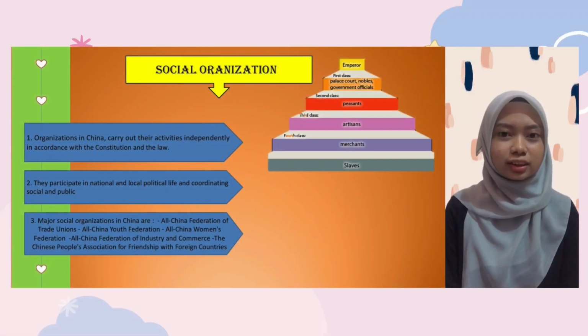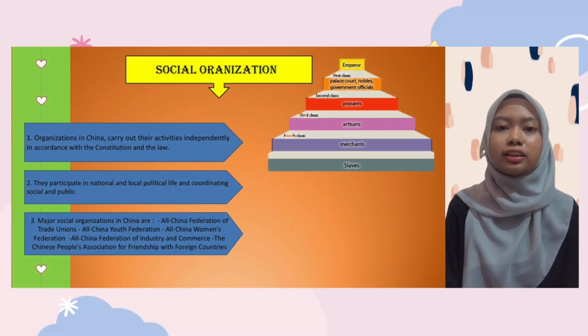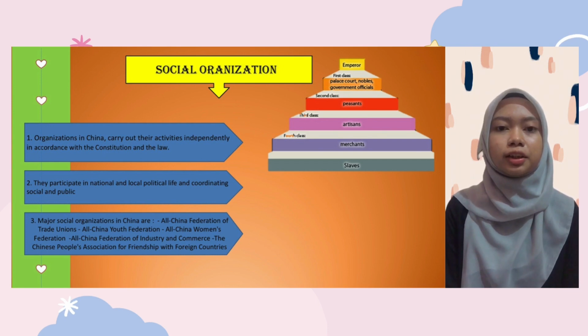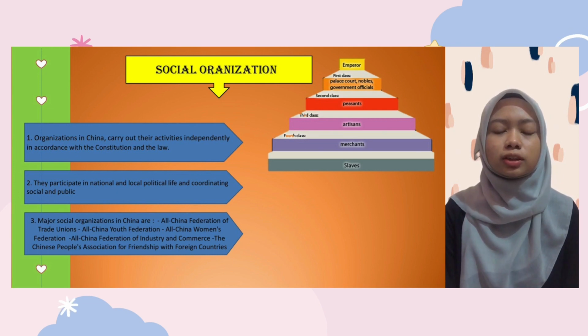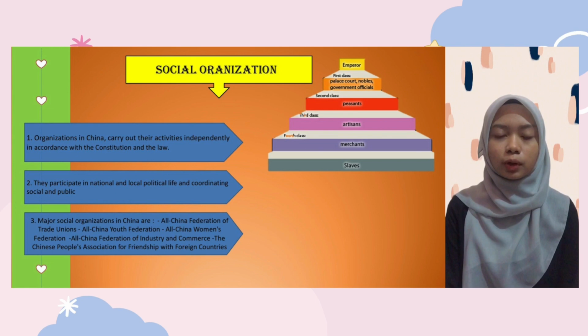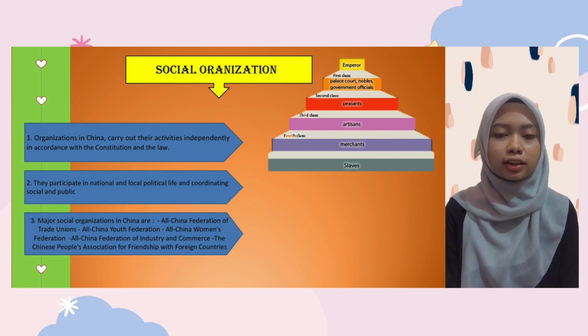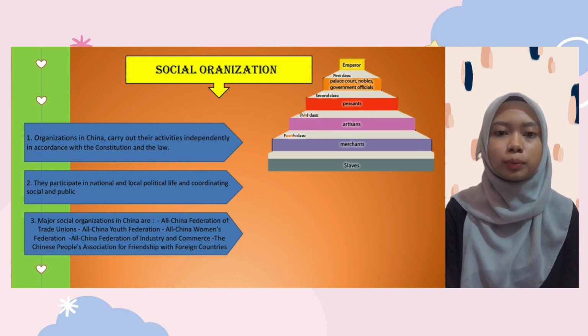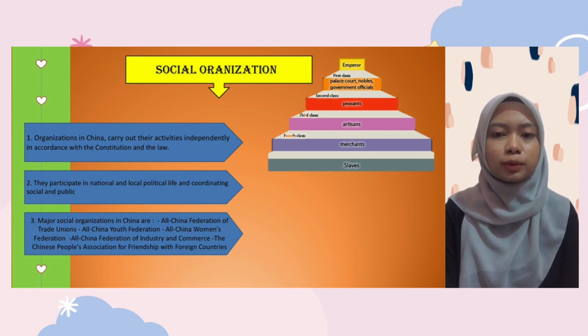Social organization in China. There are a large number of mass organizations in China which carry out their activities independently in accordance with the constitution and the law. Subordinate units of these organizations are distributed in the cities and rural areas, serving to unite workers, young people, women, and other persons of all walks of life nationwide.